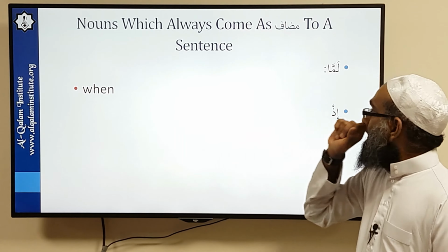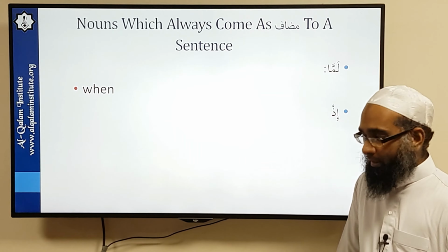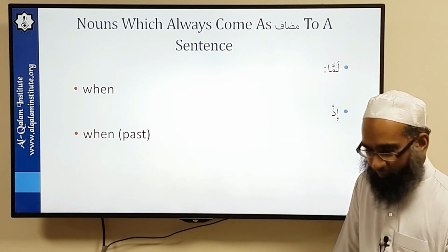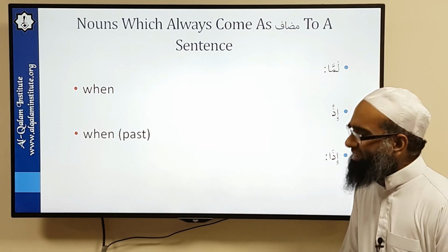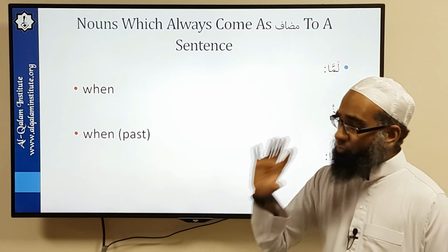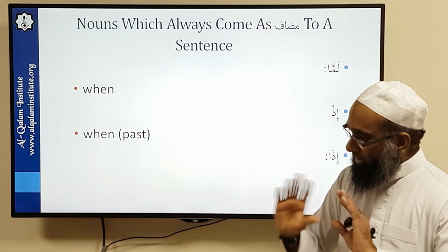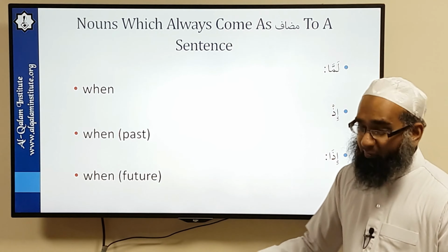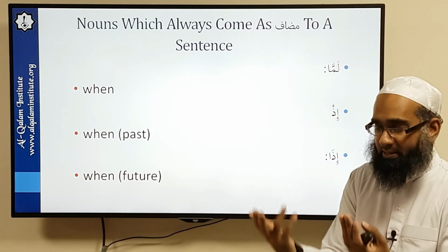The next one is idh. Idh also means when, but for the past. There's a slight difference, we'll do it later on. I just want to get the structure. The meanings and the technicalities will come later on. And idha is when, but for the future. We talk about future incidents.